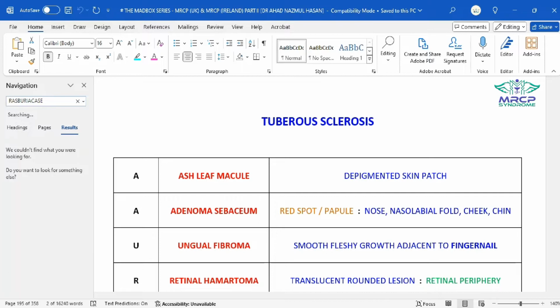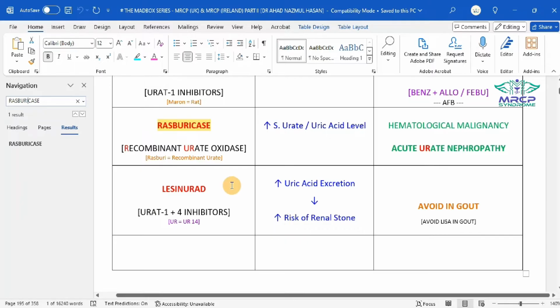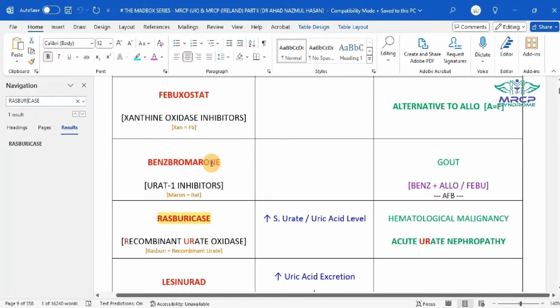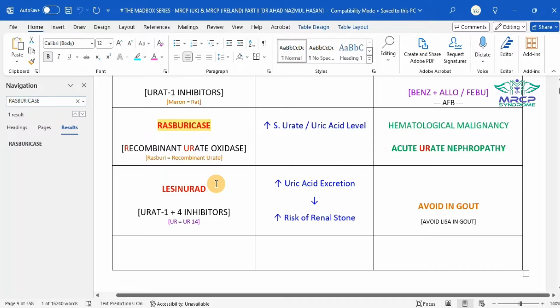This is the recombinant urate oxidase. Rasburicase is the recombinant urate oxidase, and this is commonly used either in hematological malignancy or in case of acute urate nephropathy. And benzbromarone is a URAT1 inhibitor, and lesinurad is the URAT1 and OAT4 inhibitor.